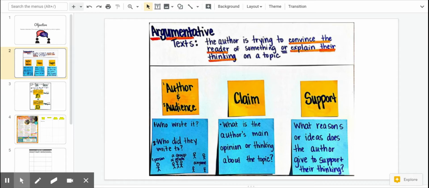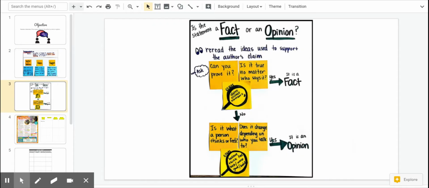Now, this week, we're going to change it up a little bit because we're going to talk more about the support and whether or not the support is a fact or an opinion statement. So to determine this, we have to reread the ideas used to support the author's claim. What is it that they're trying to talk to you about? You have to ask yourself some questions.